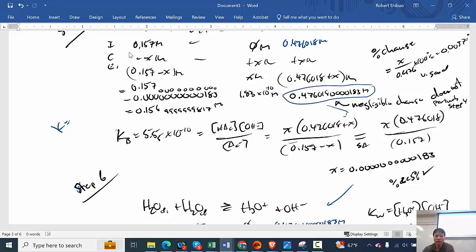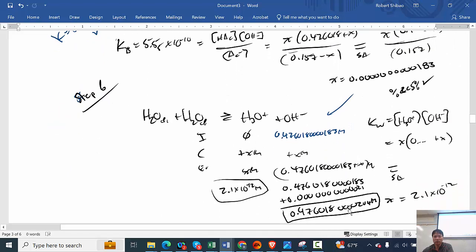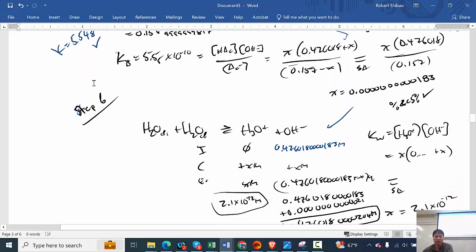0.4760180000183 divided by 0.1569999999817. This is carrying probably way too many digits, but it comes out to 5.548 times 10 to the minus 10, which checks out. Now, if I were to substitute the new hydroxide here, it wouldn't change it at all, 204, so this doesn't really perturb that. I'll get the same K value.